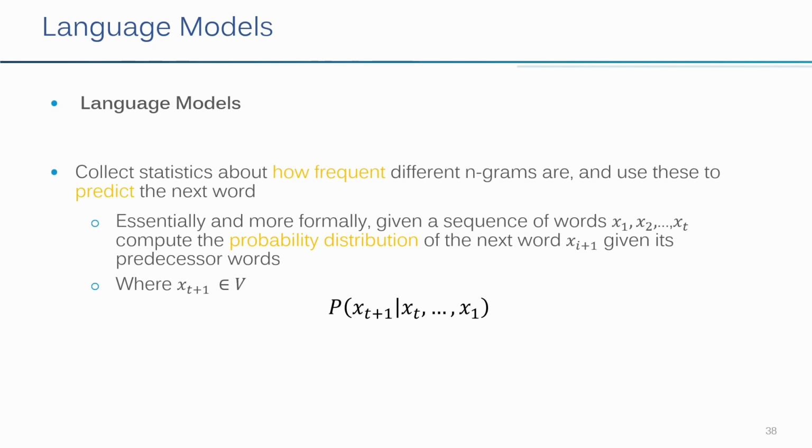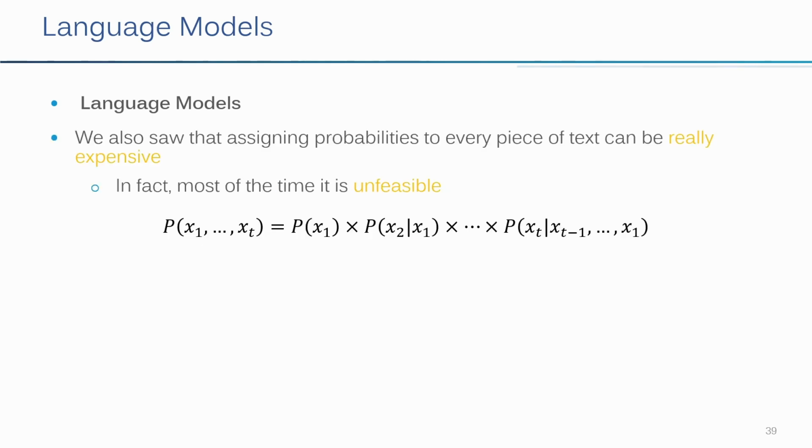So pretty much we are collecting the statistics about how frequent those different n-grams are and how we can use this to predict our next word. So we calculate the probability of the next word, taking into account the entire context. When I say entire, really between quotes, we know that we cannot look through the entire corpus that we have.